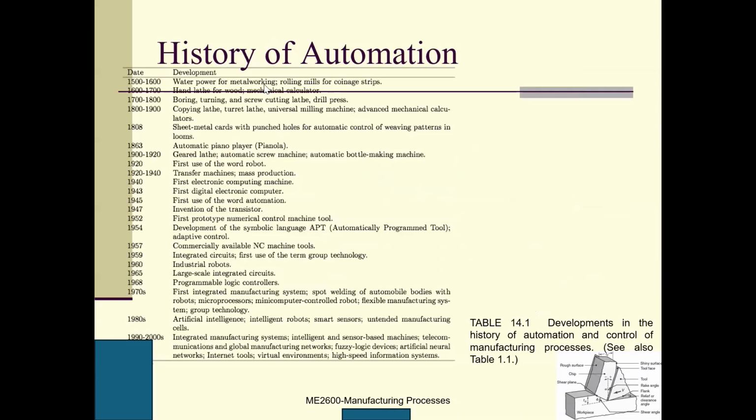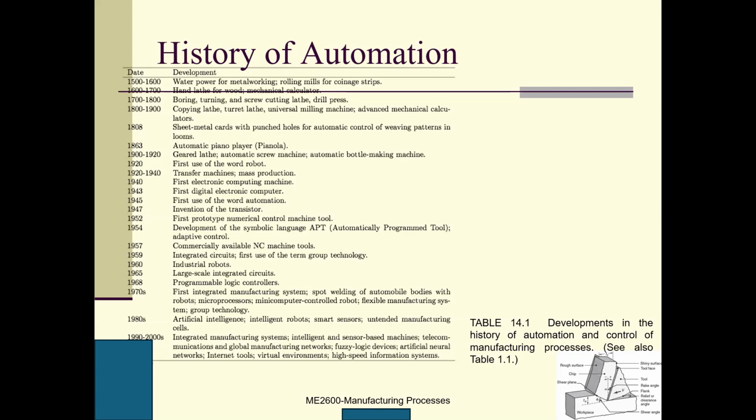Here is a history of automation. You can see here, 1500 to 1600, the water power for metal working, rolling mills, Carnegie strips. So this is automation. And then we have hand lathes for wood, mechanical calculator. At that time, the boring, turning and screw cutting lathes and drill press. This is 1700.